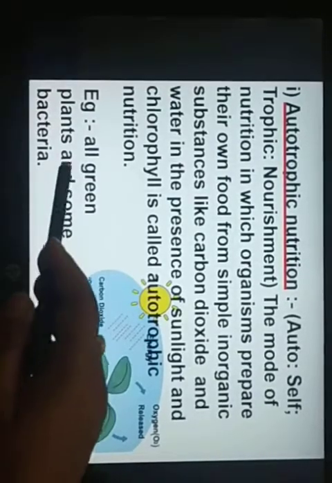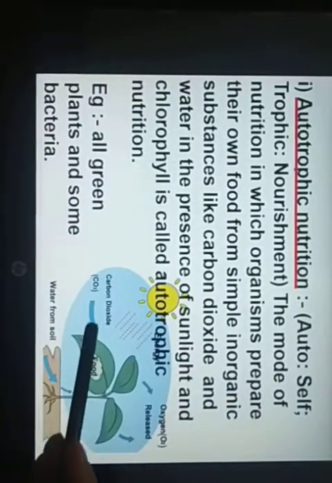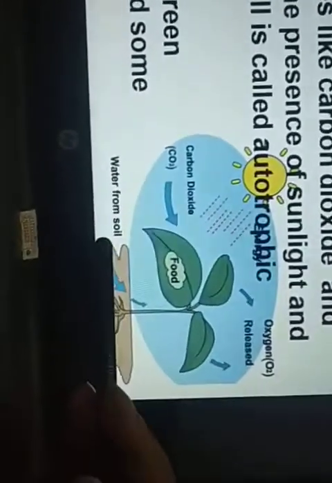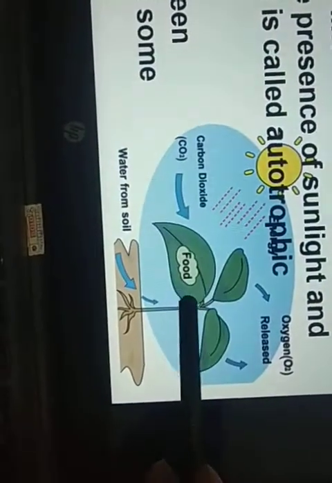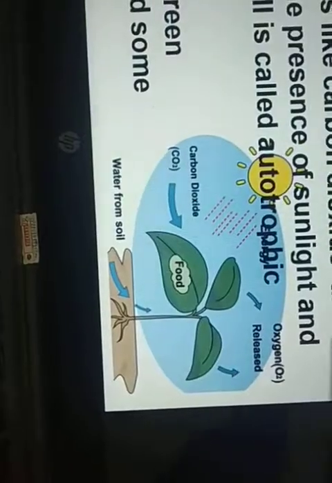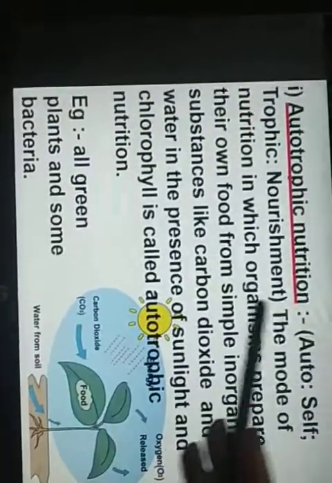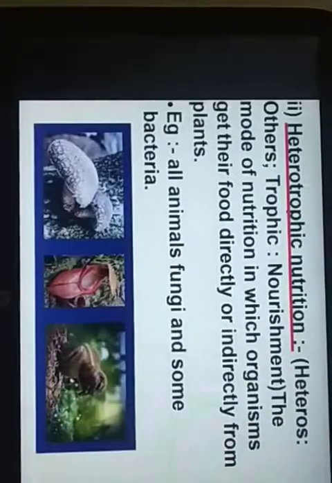For example, the green plants, right? We know that green plants make their own food by using carbon dioxide and water, and they absorb the sunlight. They make the food, and in this process oxygen is released, right? So the plants are self-dependent, so the type of nutrition is known as autotrophic nutrition.